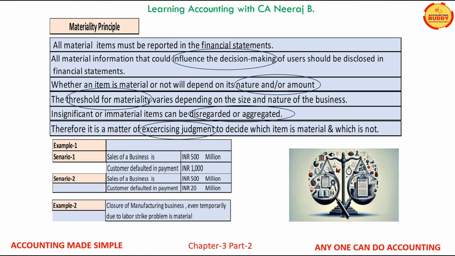In example 2, where the manufacturing of a business was stopped, even temporarily, due to a labor strike, it is a material event and this definitely needs a disclosure.